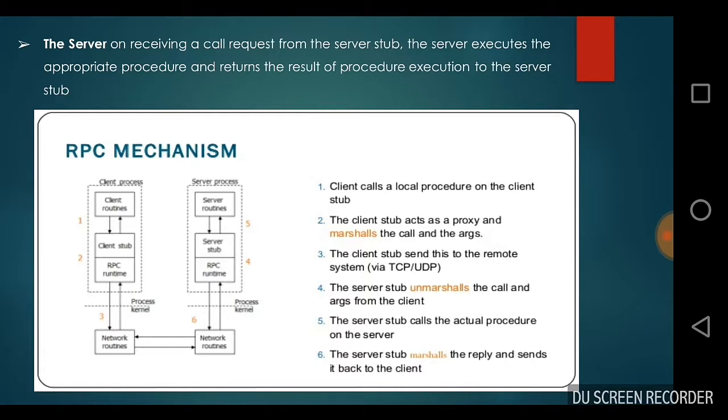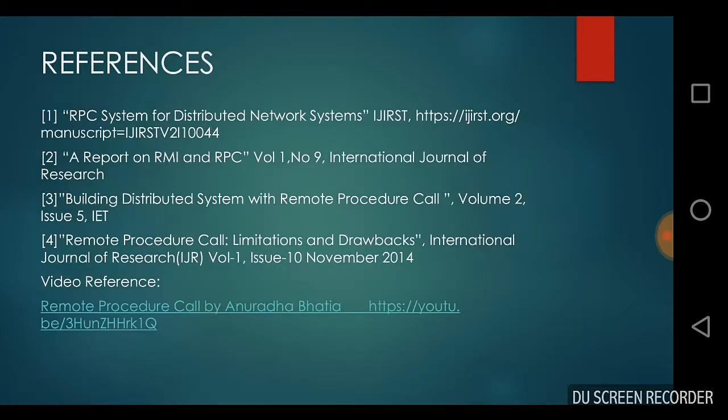The client's local operating system sends the message from the client machine to the server machine. The local operating system on the server machine passes the incoming packets to the server stub. The server stub unpacks the parameters from the message. Unpacking the parameters is called unmarshalling. Finally, the server stub calls the server procedure. The reply traces the same steps in the reverse direction, that is unmarshalling and then marshalling.